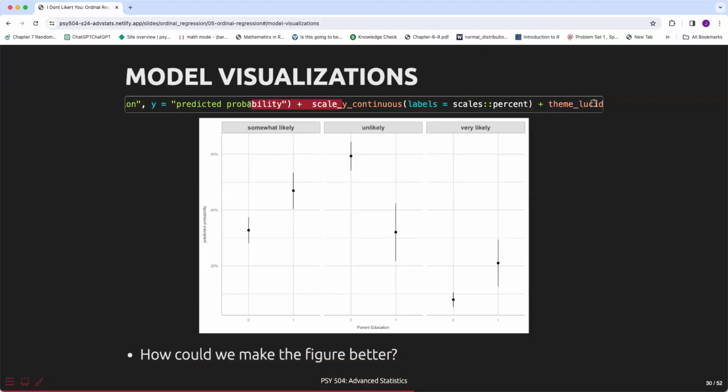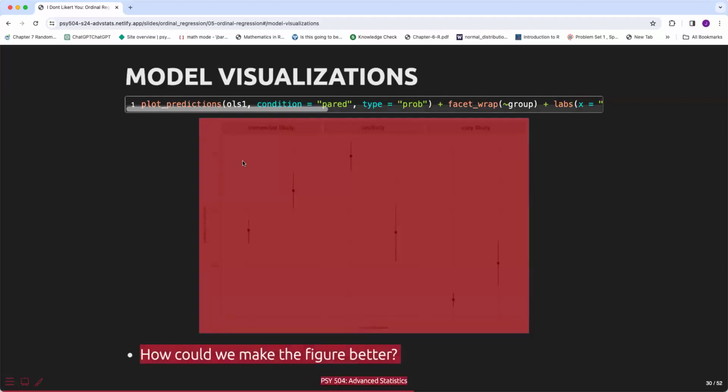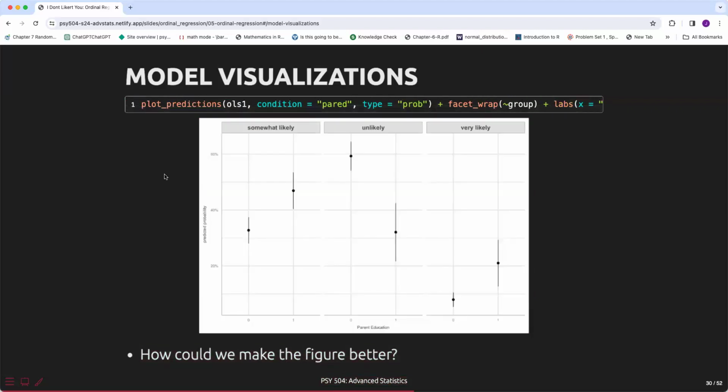So how can I make this particular plot better? I was pretty lazy when I created these things. What do you think I should do to make this plot a little bit better? Just for fun. Switch the zeros and ones to actual categories. Yep, to actual categories. What else?